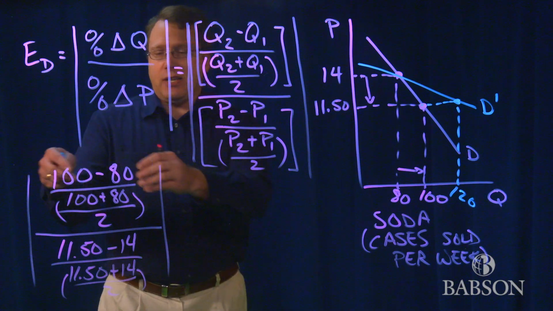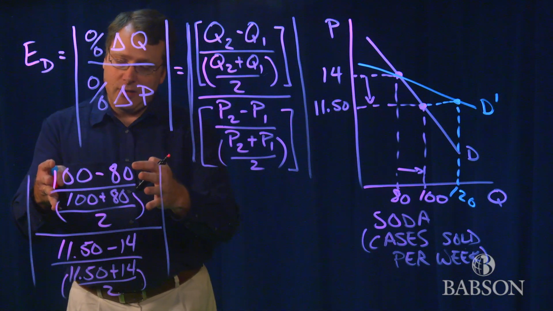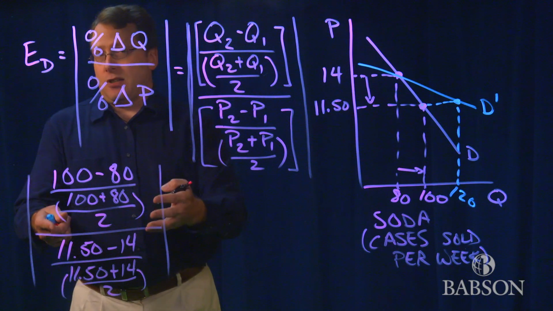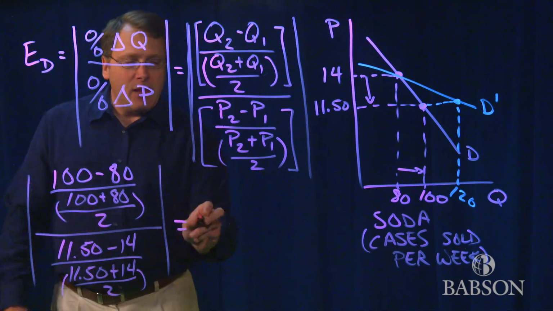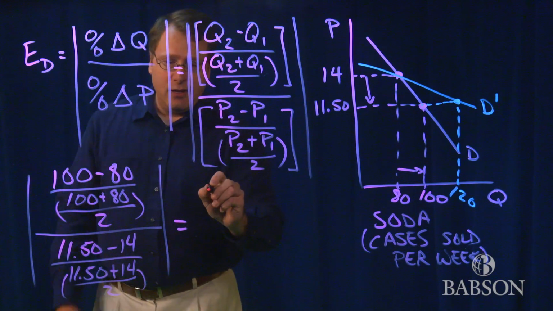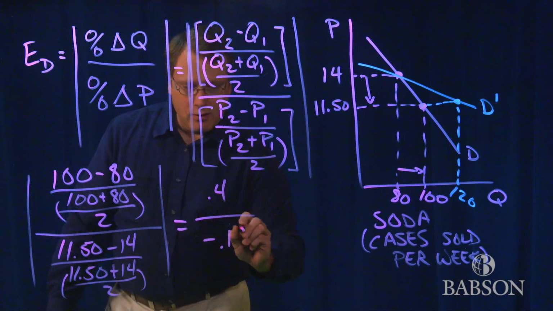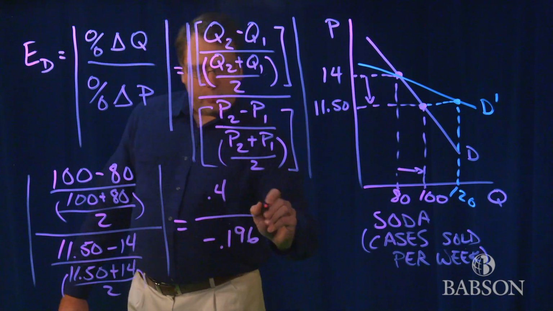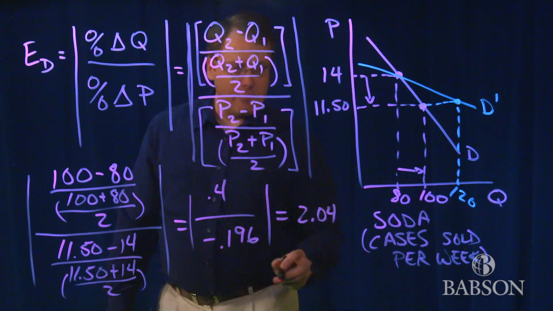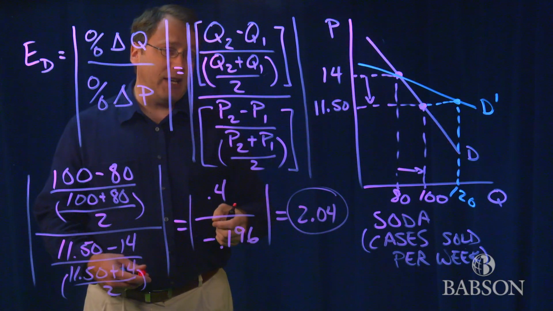And you'll notice something here, right? The numerator here, this thing's going to be positive because the quantity increased. The denominator is going to be negative because the price dropped. And that's really, the absolute value is going to be important for that. Now, the result of this whole calculation, in terms of the numerator here, is 0.4. And then the denominator is minus 0.196. And if we take this and actually do it out, it's 2.04. This is the price elasticity of demand given that original demand curve.